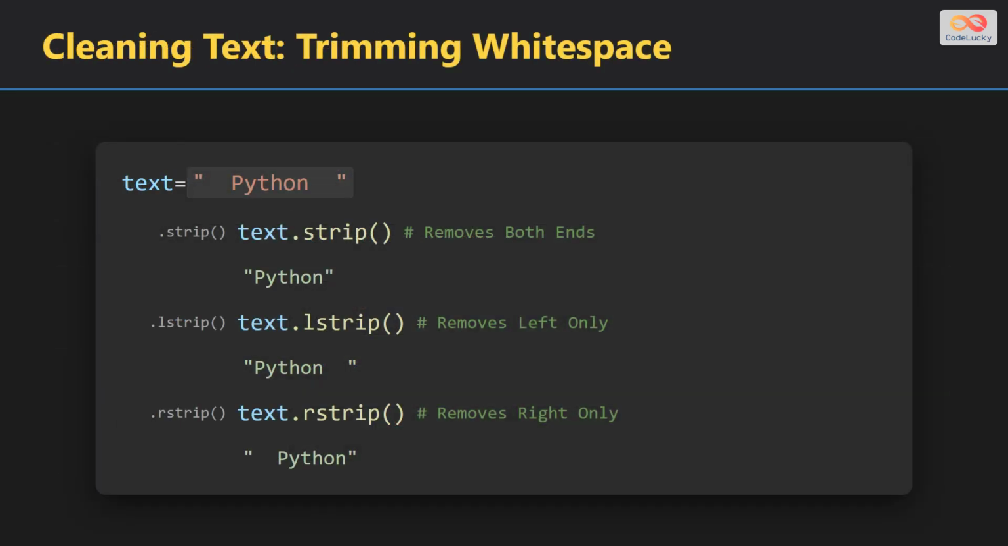Often, text data comes with unwanted spaces at the beginning or end. The dot strip method removes whitespace from both ends of the string. If you only want to clean the left side, use dot lstrip. For the right side, use dot rstrip. This is very common when processing file inputs or user forms.